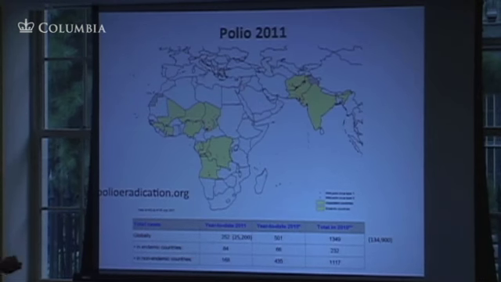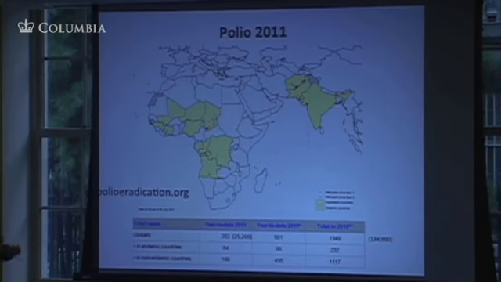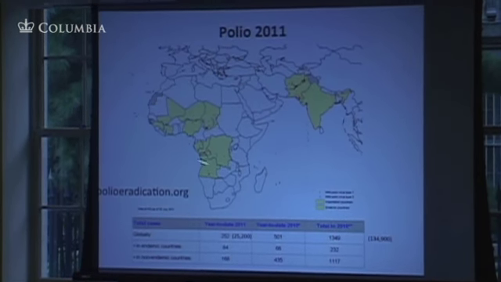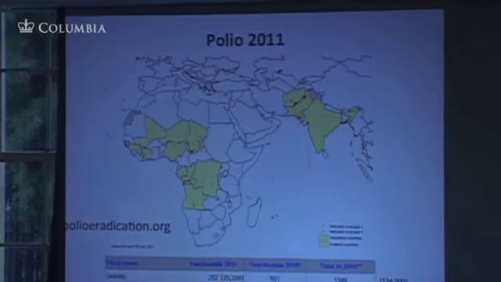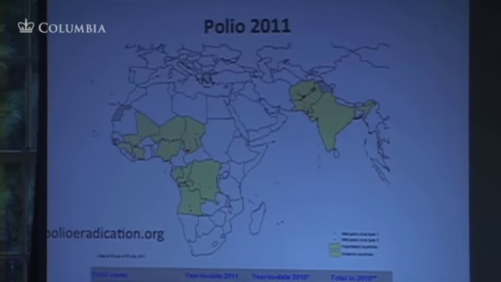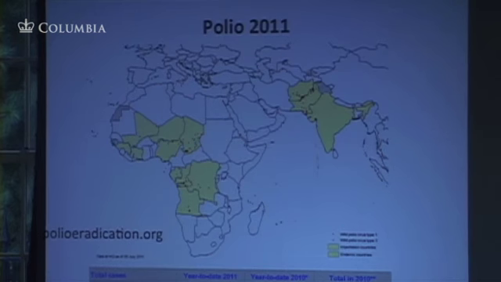2011, I just got these data yesterday. You can go to polioeradication.org and you get daily numbers on the eradication effort. So these are all the countries in yellow where we still have polio. The ones with solid yellow we call the endemic countries. We have never gotten rid of polio from these countries: Nigeria, India, Afghanistan, and Pakistan.